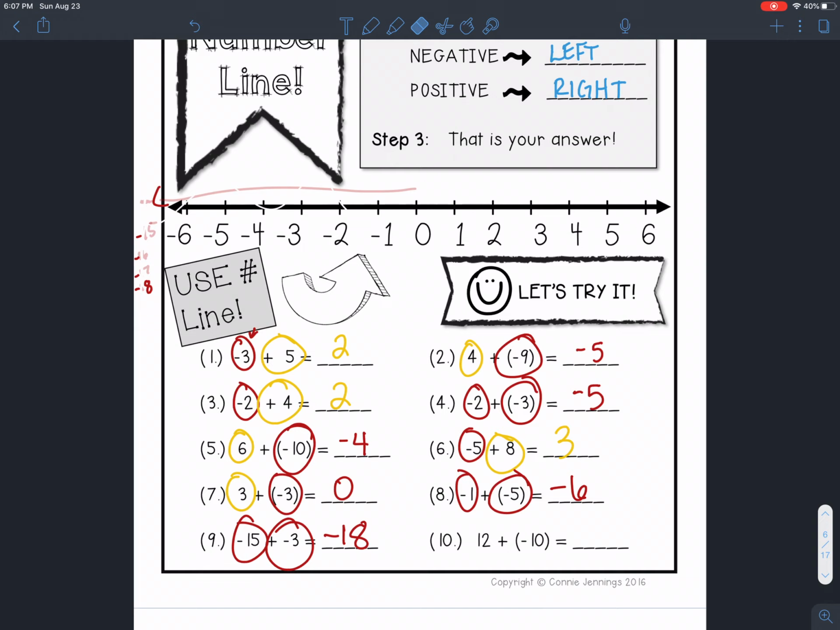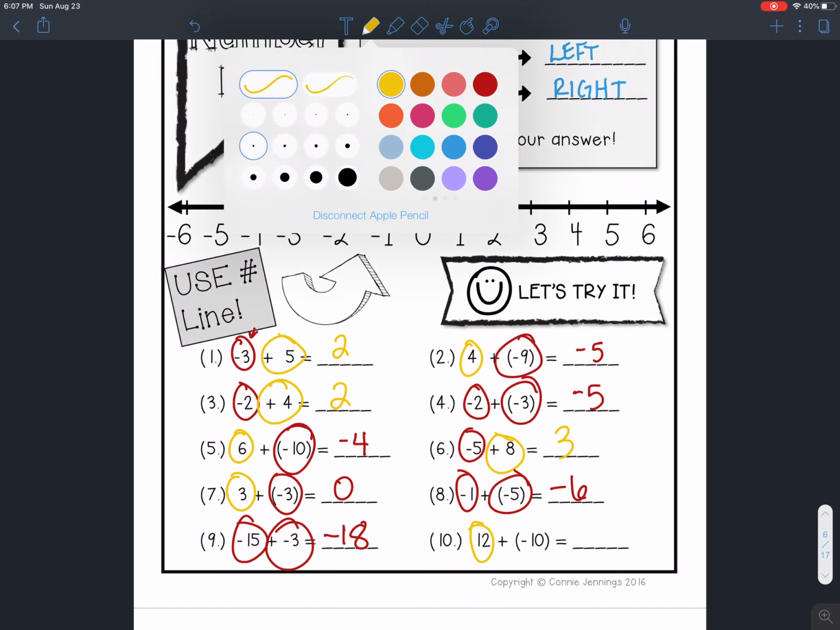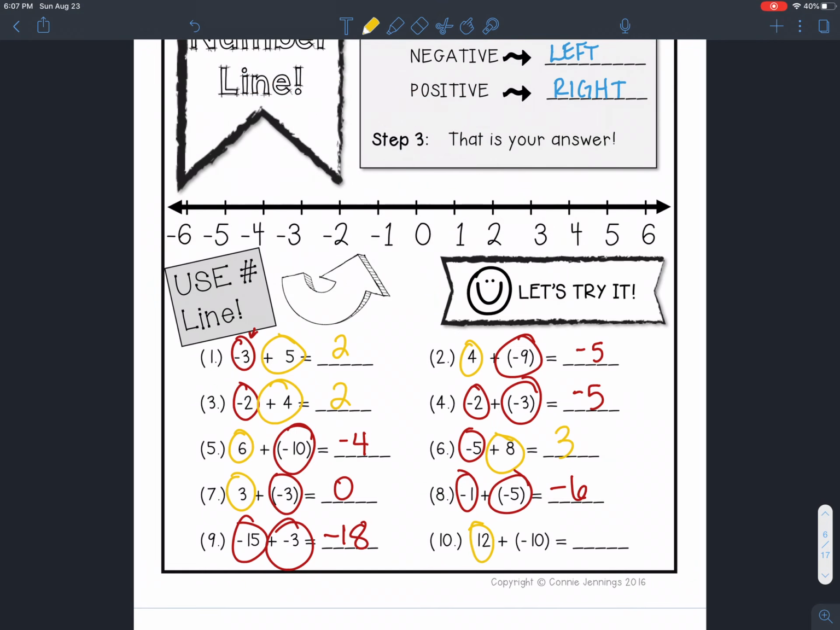And lastly, we have a +12 and a -10. So what that means is I'm going to go from 0 all the way up to +12, and we don't have that on our number line, but we're going to mark it here and pretend, okay? So there's a +12 down there, and we are going back down 10 spaces. So from +12, we're going down 10 spaces.